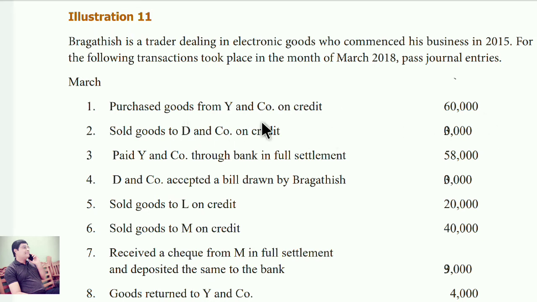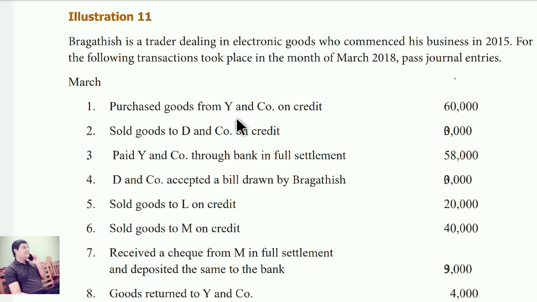When you purchase goods from Y&N Company, there are two accounts: one is purchase, one is Y&N Company. Purchase is a nominal account. What is the rule for nominal accounts? Debit all expenses and losses, credit all income and gains. When we purchase something, that is an expense for the business, so it is debited. And Y&N Company is a personal account. Debit the receiver, credit the giver. Y&N Company is the giver, so it is credited. So the journal entry is purchase account debit to Y&N Company.